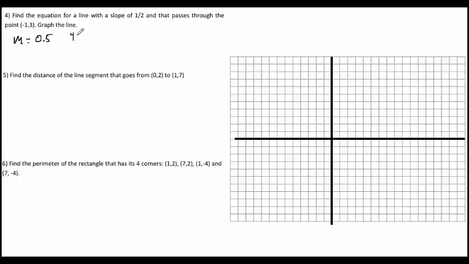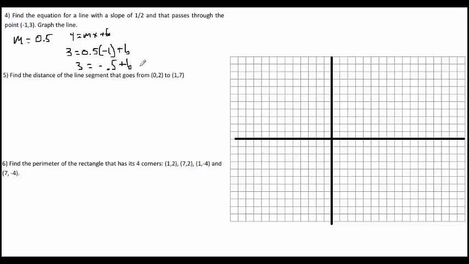We've got y equals mx plus b. We'll use this point that we were given. So the y we'll use as 3 equals the slope, which is 0.5, times x, which is negative 1, plus b, which is 3 equals negative 0.5 plus b.